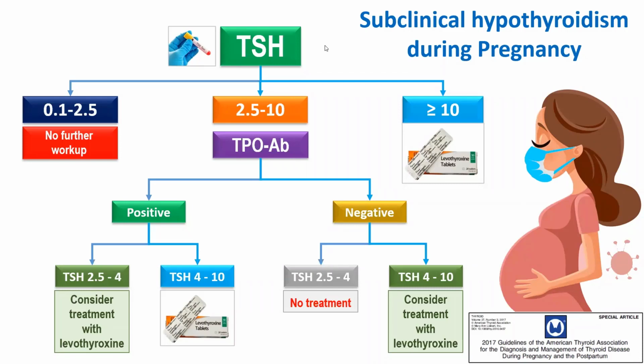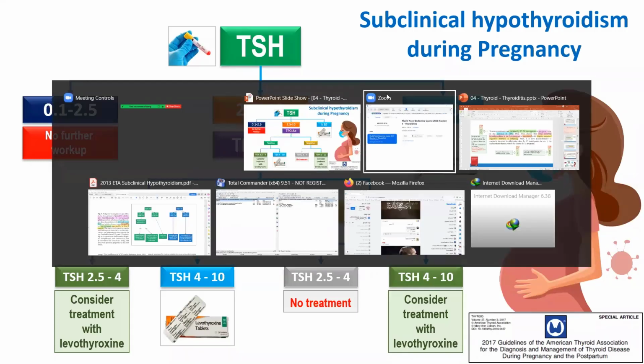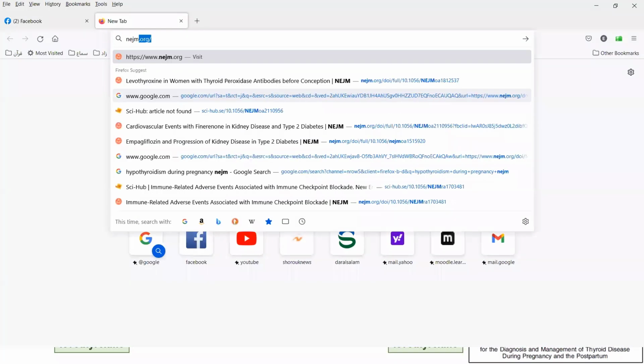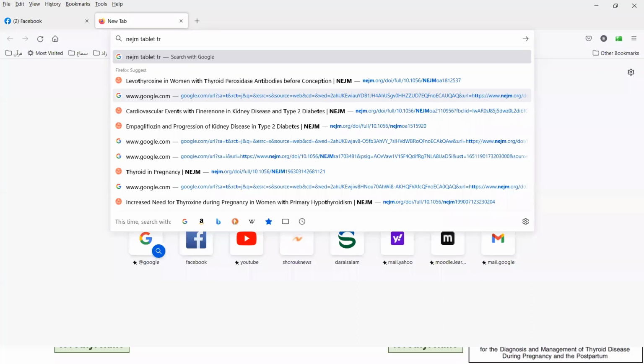If TPO is positive and the TSH is less than 2.5, most authorities don't recommend treatment with levothyroxine, Dr. Chavez. If TSH is less than 2.5, no treatment is required, even if the anti-TPO is positive, because there is a very important paper published in the New England Journal of Medicine, I think. I will mention it here.